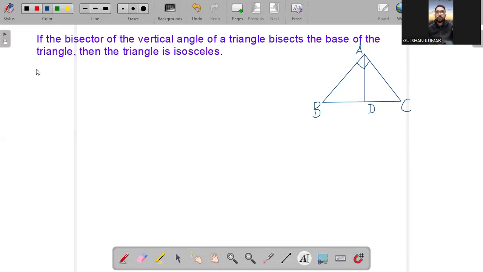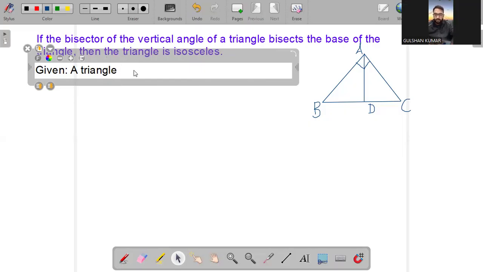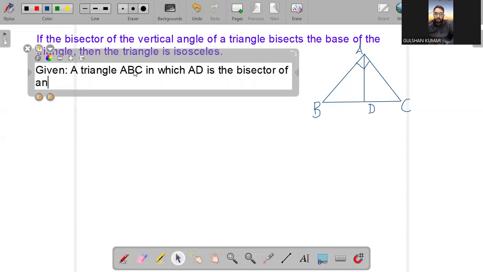Now we are taking triangle ABC. What is given to us is a triangle ABC in which AD is the bisector of angle A, meeting BC in D, such that BD equals DC.